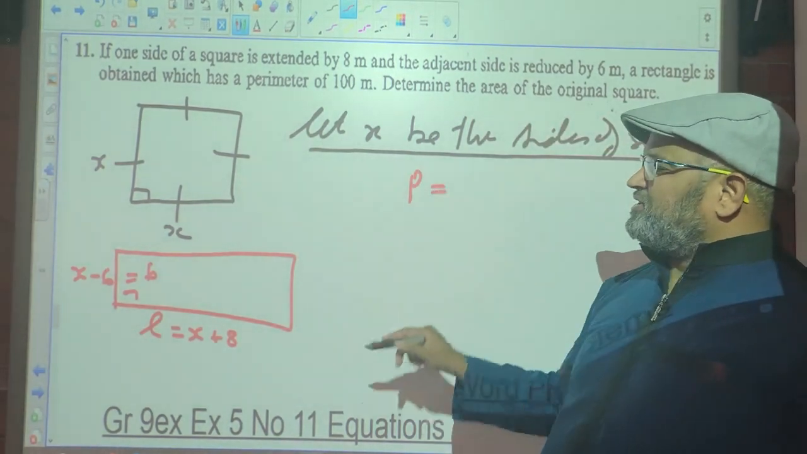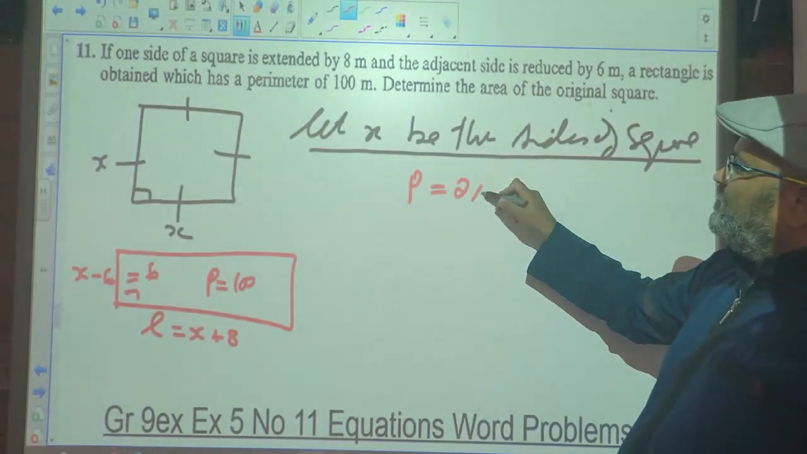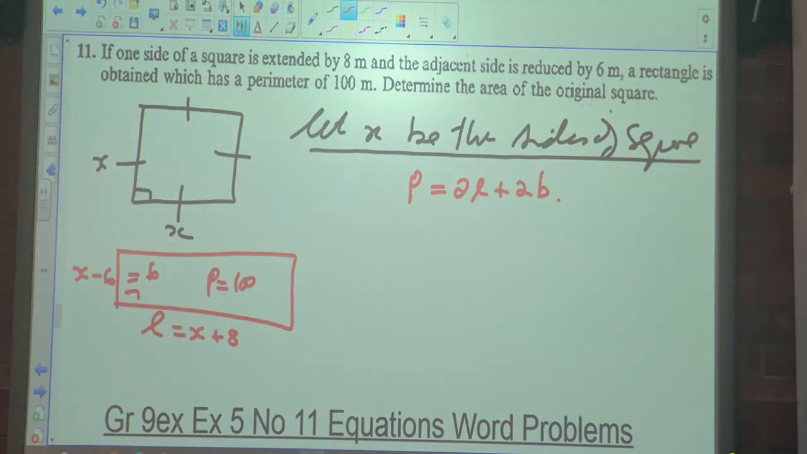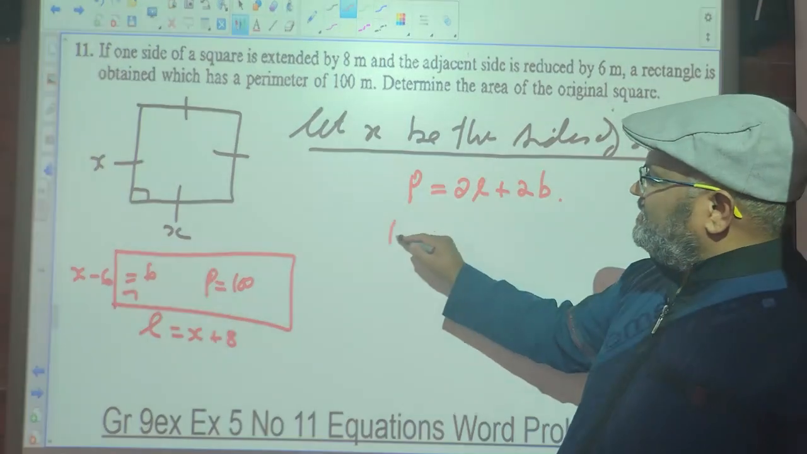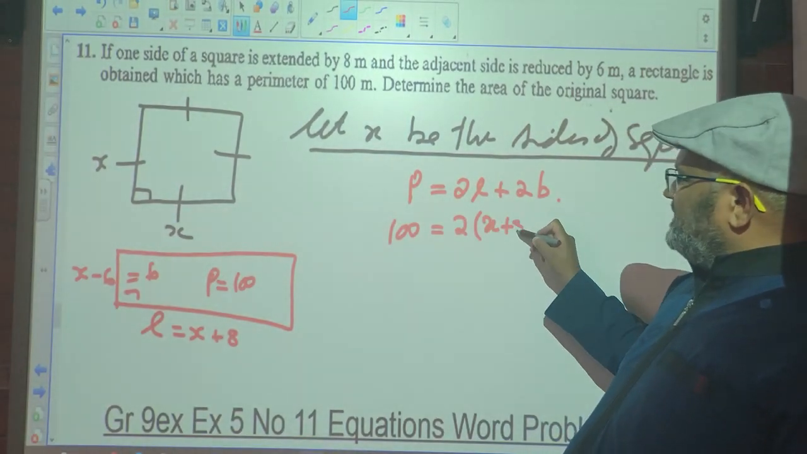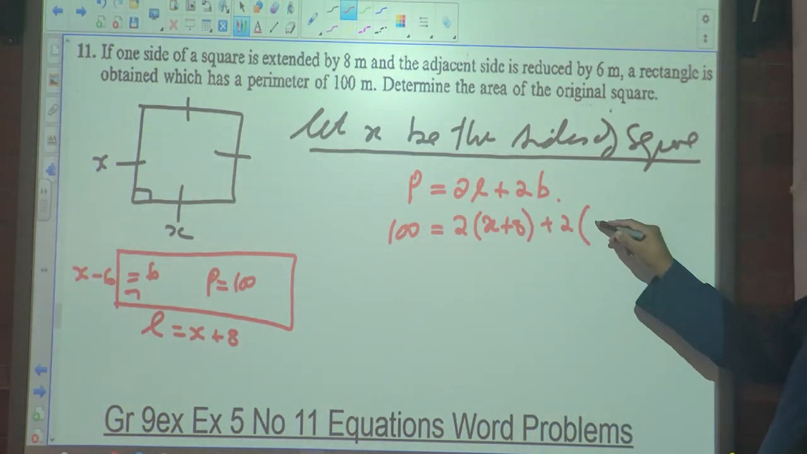How do you calculate the perimeter of a rectangle? 2 length plus 2 breadth. So in other words, we must now solve for x. So what's the perimeter here? 100 is equal to 2 times x plus 8 plus 2 times x minus 6.